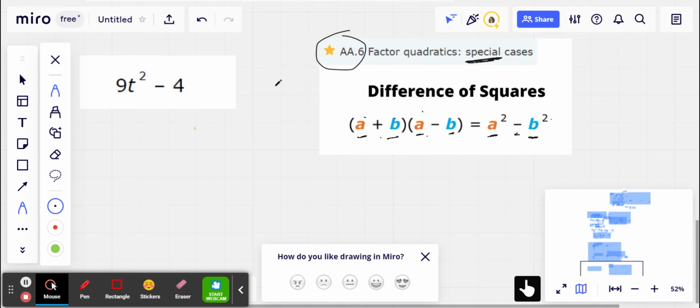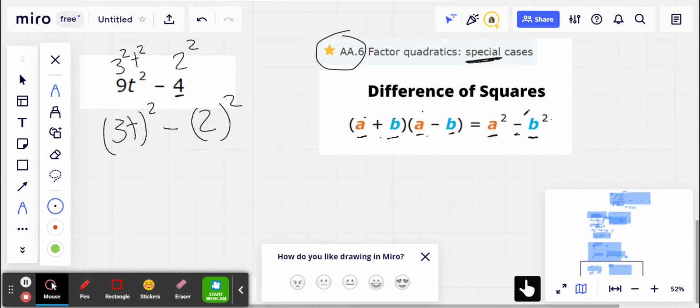So let's look at that with real numbers. So let's look at an example. 4 is really 2 squared. 9 is really 3 squared. And t squared is t squared. In other words, this is really 3t squared minus 2 squared. And that's what we have here, something squared minus something squared.